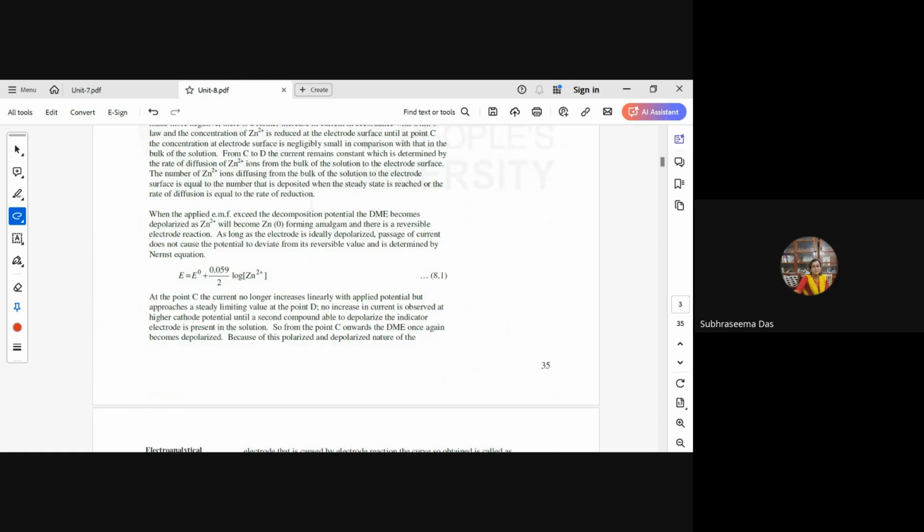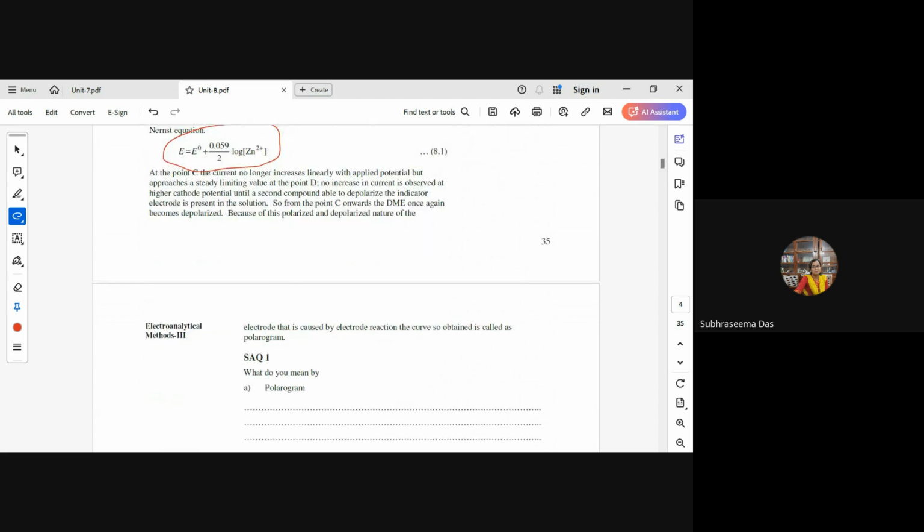So when the applied potential exceeds the decomposition potential at the DME, it depolarizes the Zn2+, forms Zn0 and forms an amalgam with the mercury, that is with the DME electrode. Here the Nernst equation is applied, which is given as E is equal to E0 plus 0.059 by 2, where 2 indicates the valency of Zn, times log of Zn2+. Now at point C, the current no longer increases linearly, but it approaches a constant value to point D. So no increase is observed.